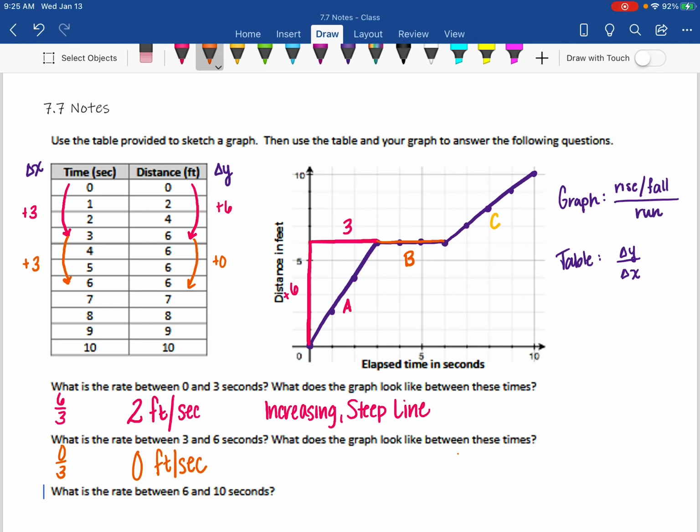Okay, and then what does the graph look like? Well, it's a horizontal line. Okay, and we know that that means the object is stopped, which means the speed is 0.